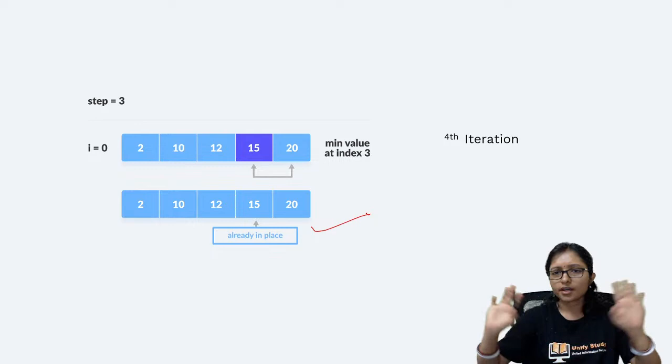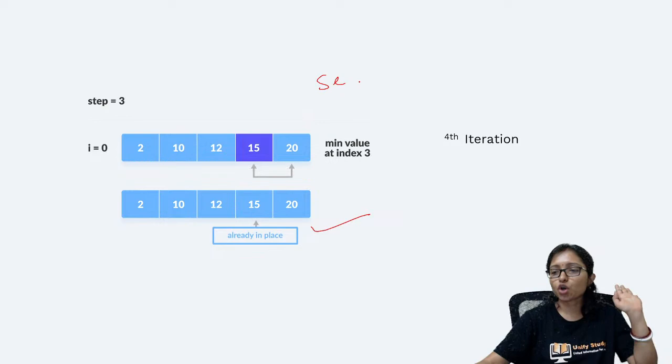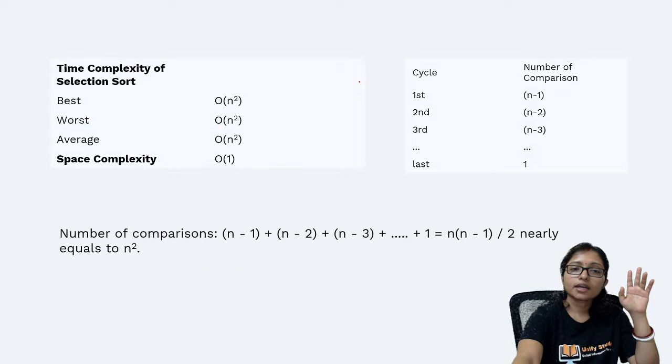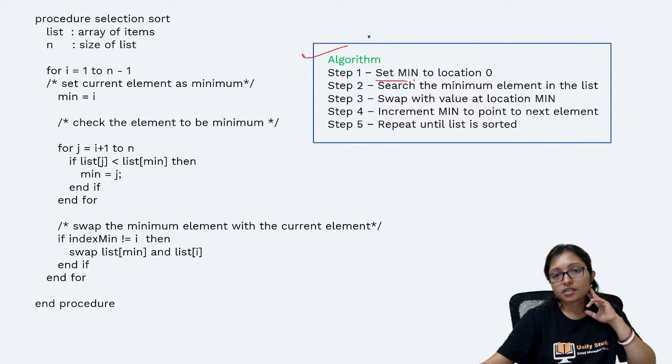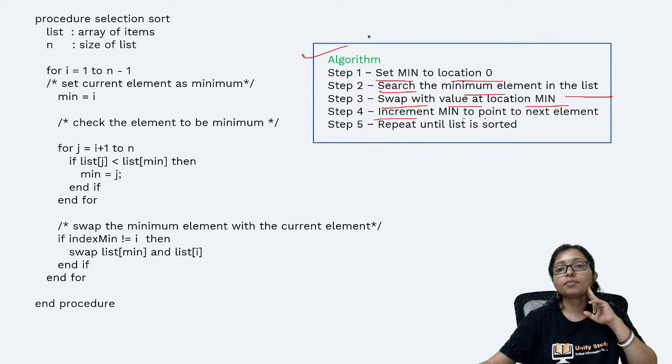This is selection sort. This is called the selection sort. And in selection sort, this is the way it goes on. This is your algorithm. Set the minimum at the location. Search the minimum element in the list, swap the value at the location of min, increment the min to point to the next, and repeat until the last is sorted.